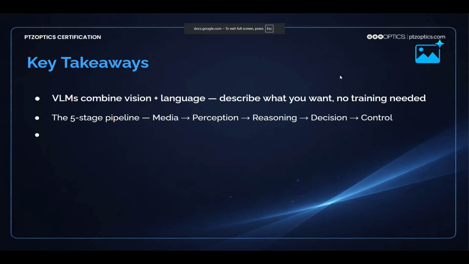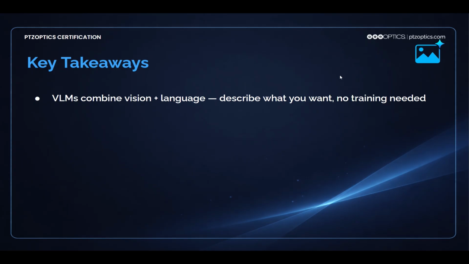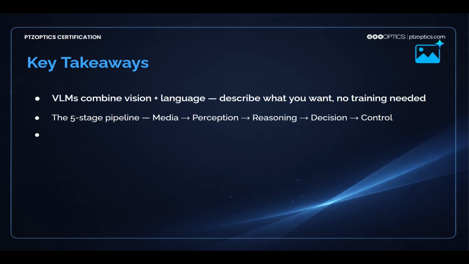So let's talk about the key takeaways here. Vision language models combine vision and language to describe what you want, with no training needed like computer vision. There's a 5-stage pipeline that we're going to be following, from media to perception to reasoning to making a decision and then finally controlling something. We talked a little bit about cloud versus local: start with cloud for learning, and then if we need to, go local for production when we roll these out to our customers.